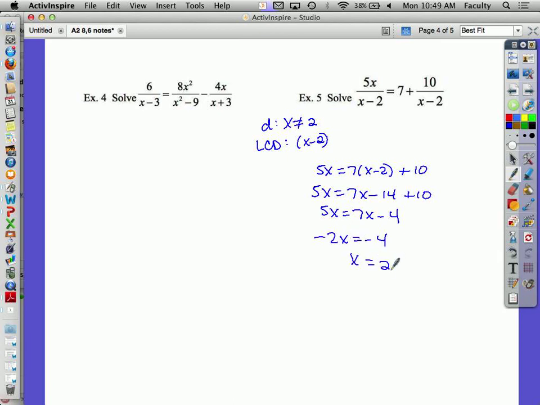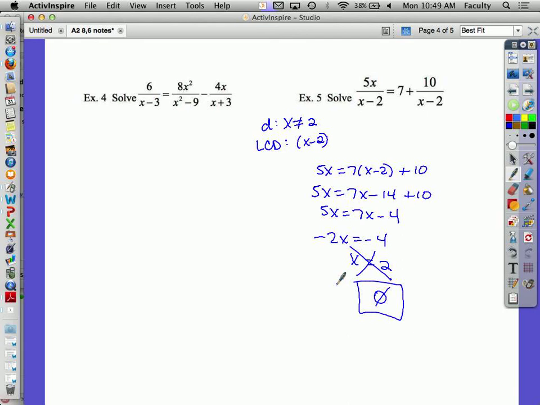So I'm getting x equals 2, but x can't be 2. So this is the situation Elena asked about. That means it's no solution. Alright, any questions on example 5? Alright, try example 6 on your own.